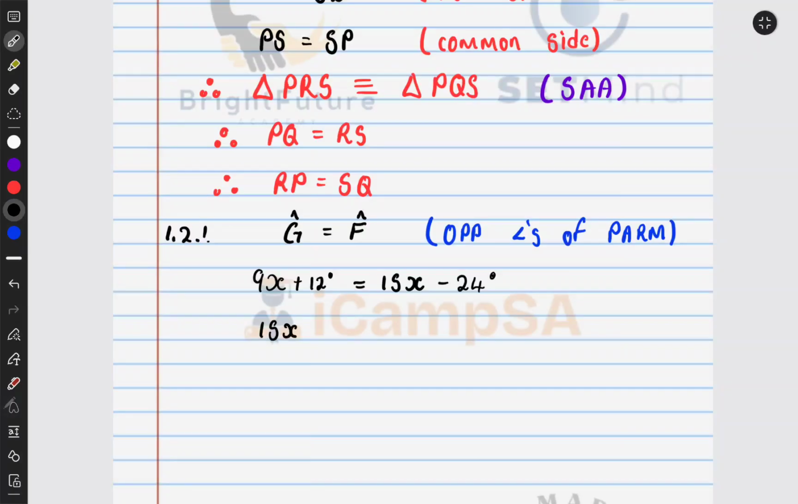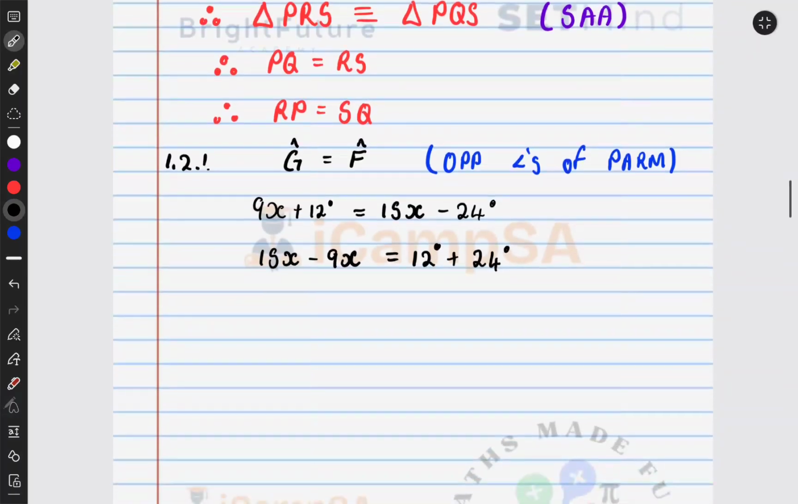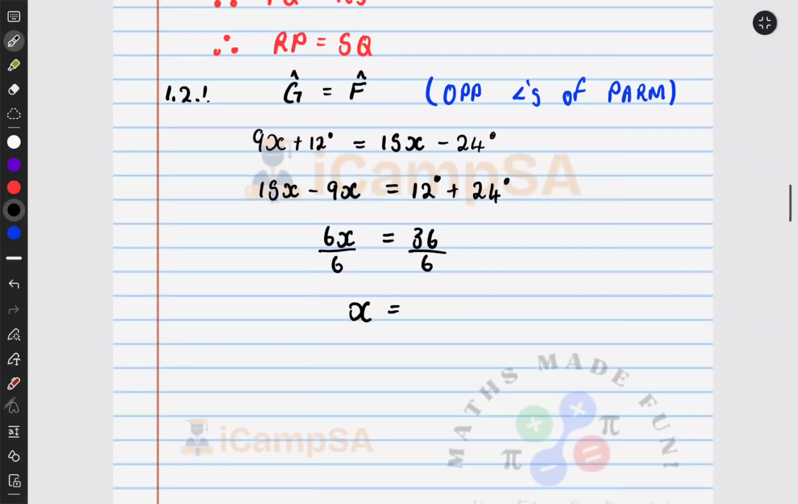So we're going to have 15x minus 9x is equal to 12 degrees plus 24 degrees. So 15x minus 9x is going to be 6x, which is equal to 36, and then we divide by 6 on both sides. Therefore, x will be equal to 36 divided by 6, which is 6. X will be equal to 6.